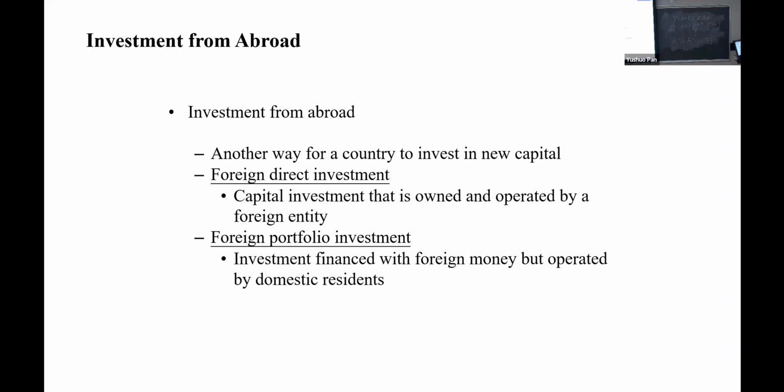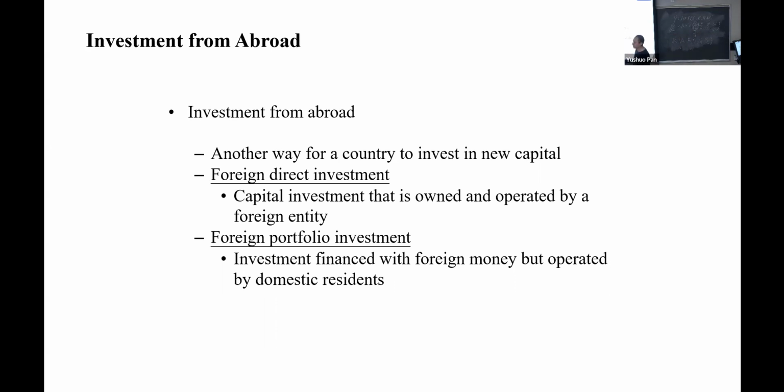That's the direct investment. And the second way to invest is the investment from abroad, the foreign portfolio investment. That is the investment financed with foreign money but operated by the domestic resident. Remember, for the example of foreign companies, the direct investment is that company using their own money to buy a new factory in another country.